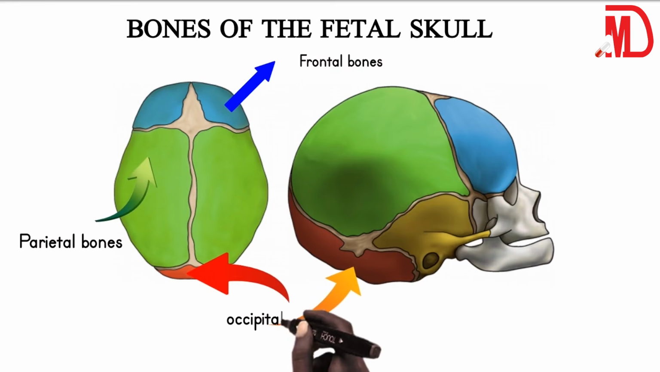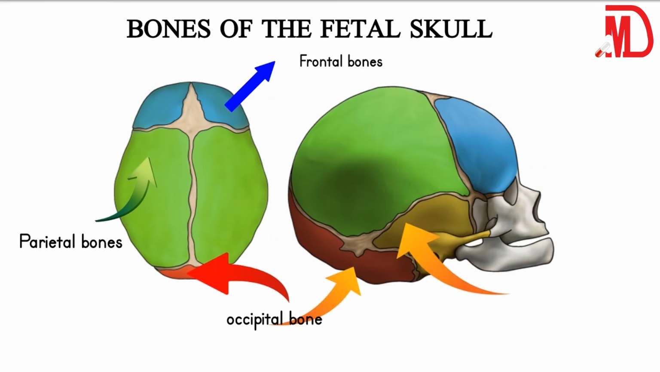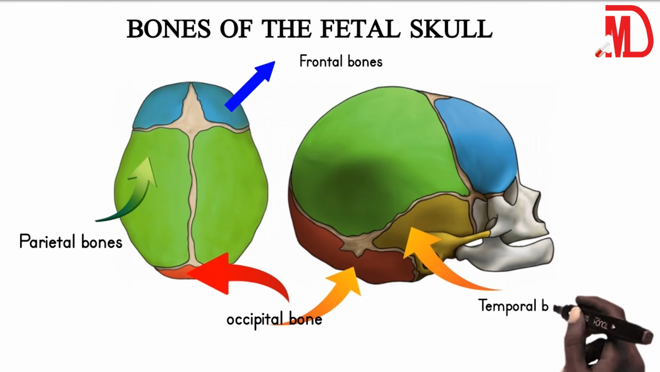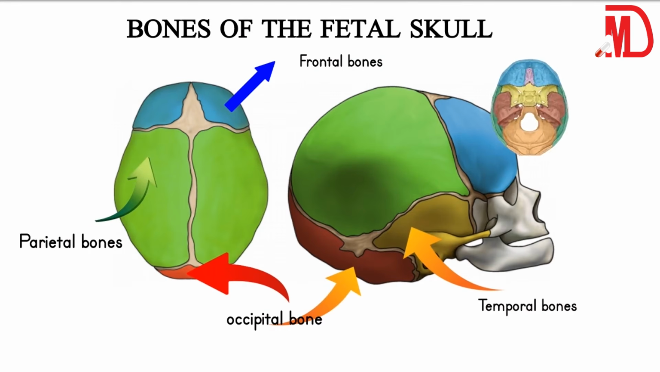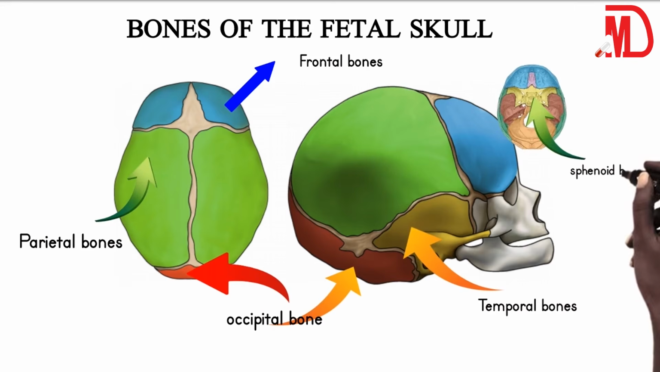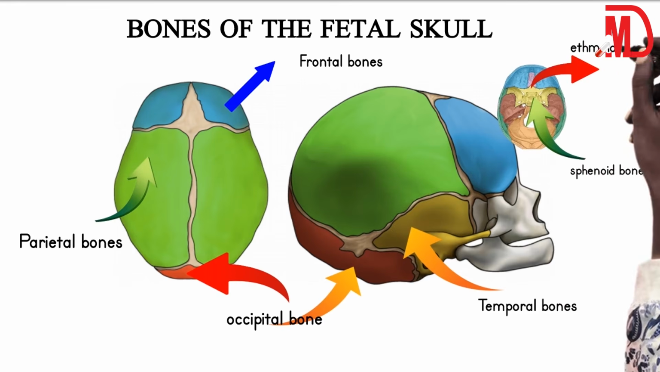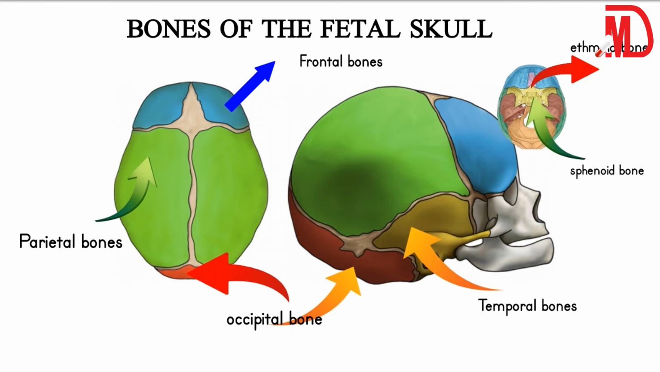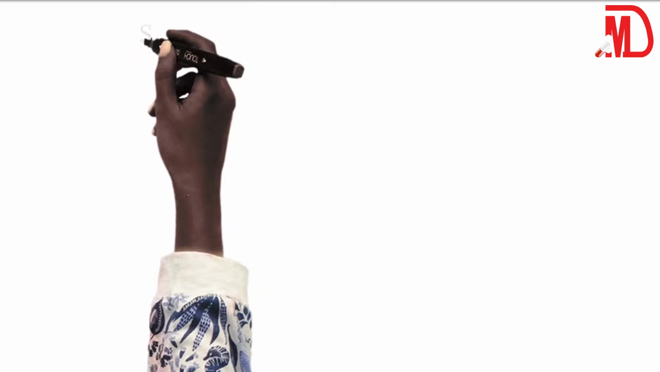3. Occipital bone. This consists of 1 bone which forms the back of the head. 4. Temporal bones. These consist of 2 bones which form part of the sides and the base. Take note, the sphenoid and the ethmoid bones are present but not obstetrically important.